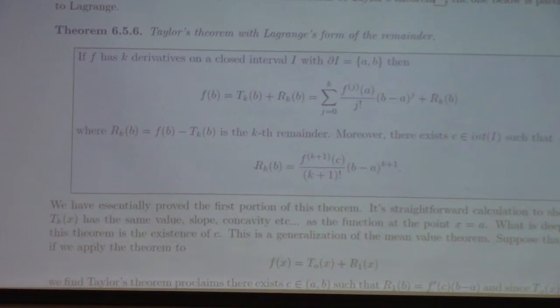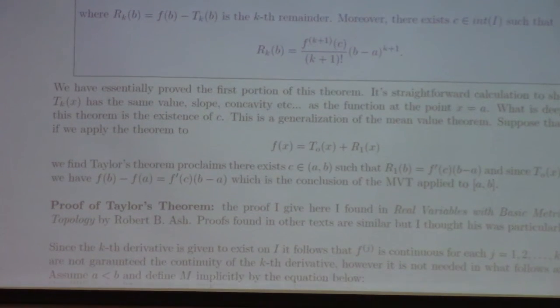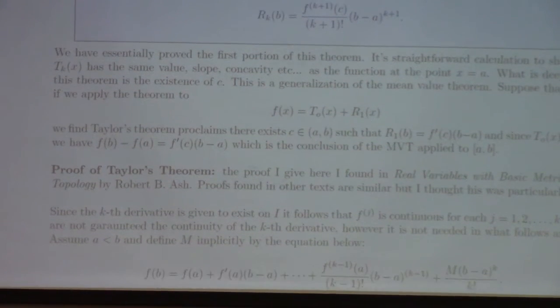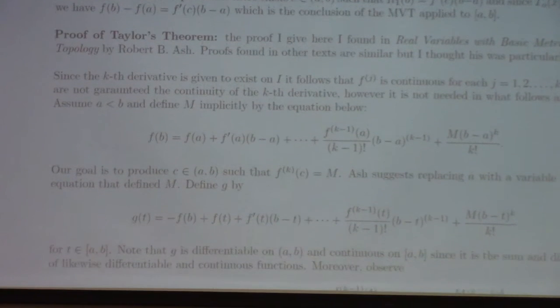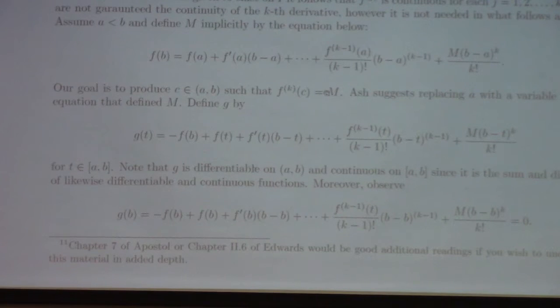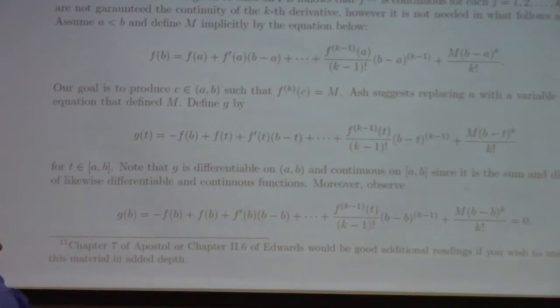Let me talk to you about the proof. We've already proved, in fact, that the kth Taylor polynomial has the same value, slope, concavity, etc. as the function at the point a. What's deep about this theorem is the existence of c. This is a generalization of the mean value theorem. Here's the proof. I follow a proof from Ash's real variables, Robert Ash. It's a slight adaptation of his proof, but more or less the same.